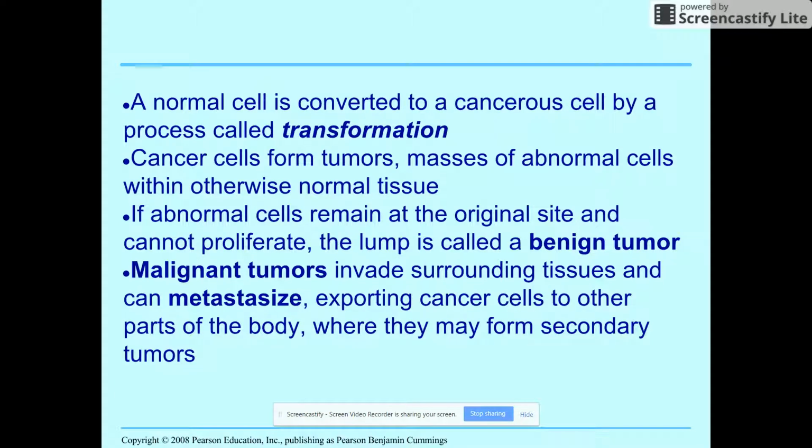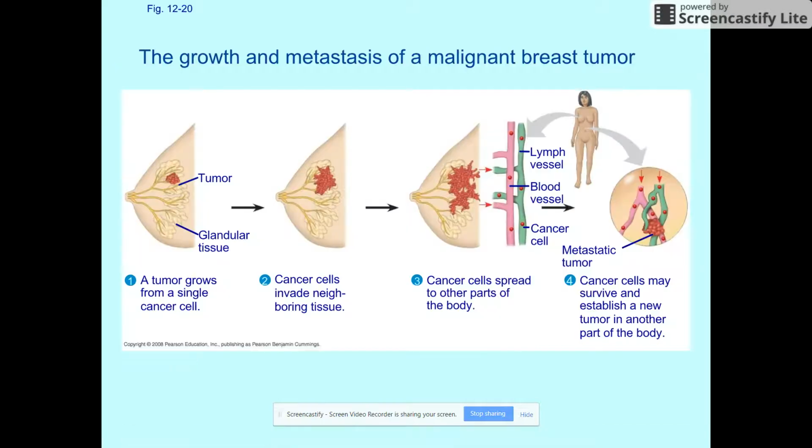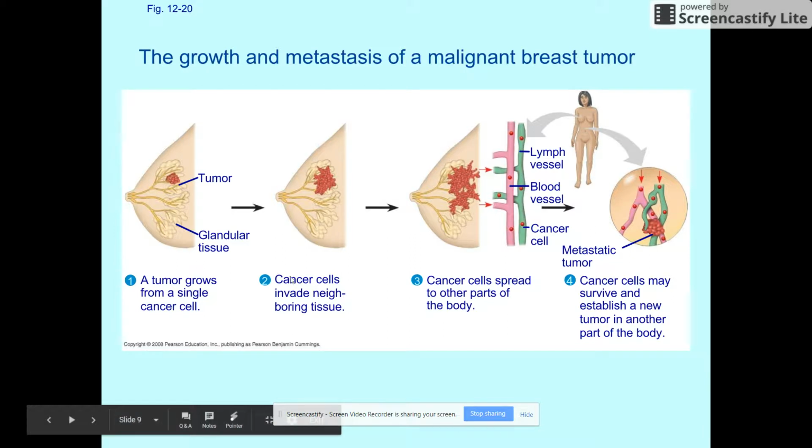If they do spread and they invade surrounding tissues, we say that they are malignant tumors, and that act of spreading is when the tumors metastasize, or a metastasis, when they spread to a secondary location. So basically, the way that happens is a tumor will develop in one type of tissue from one specific cell, and as it grows, you can see in image 2, it'll start to invade neighboring tissues.